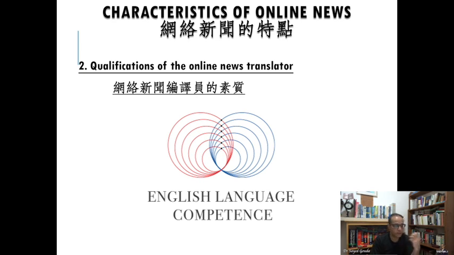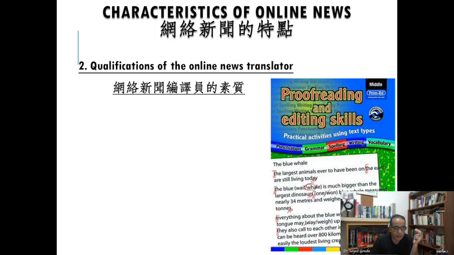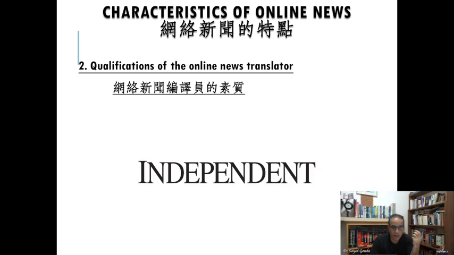The qualifications of an online news translator: number 1, his English language competence; number 2, computer skills, definitely; number 3, his proofreading and editing skills; number 4, he needs to work independently. Sometimes one person might have a news homepage, and he has to translate the news, to write the news, to edit it, and he is the translator, the writer, the editor-in-chief, so he or she needs to work independently.